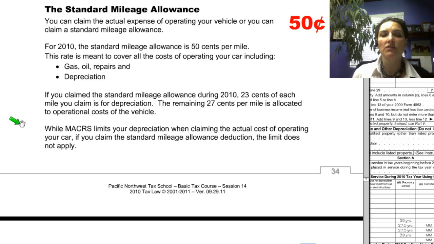Well, Makers limits your depreciation when claiming the actual cost of operating your car. If you claim the standard mileage allowance deduction, then the limit does not apply. So the reality of the situation is that the limits on automobiles is so restrictive that unless you purchased an SUV, you're almost always going to be better off claiming the standard mileage rate instead of actual expenses, because your actual expenses for depreciation are really, really limited.